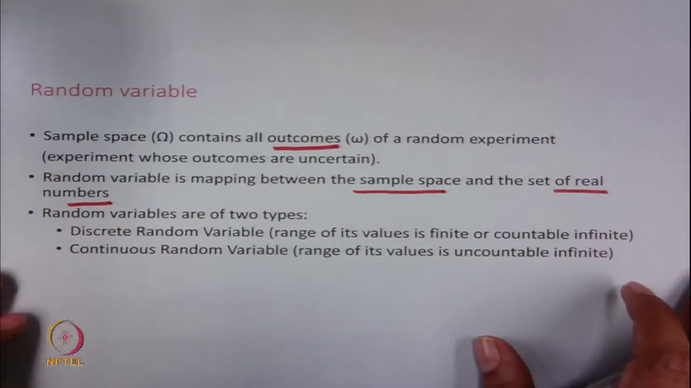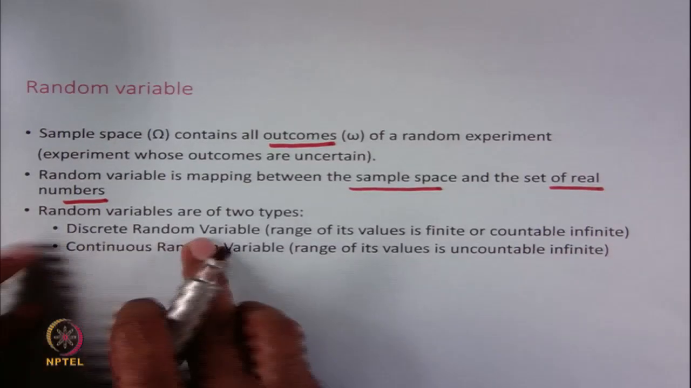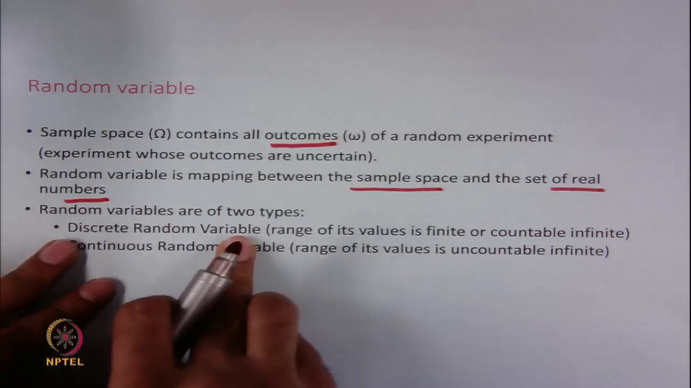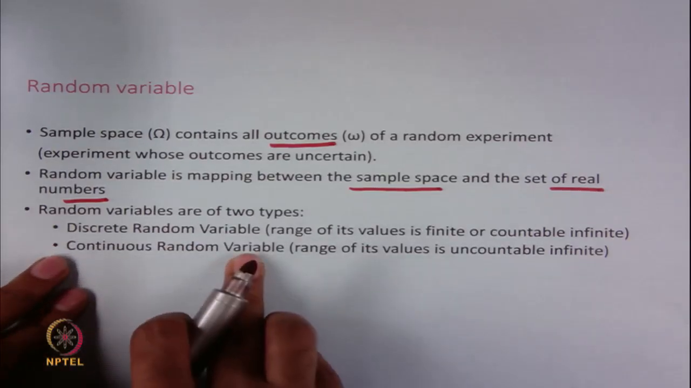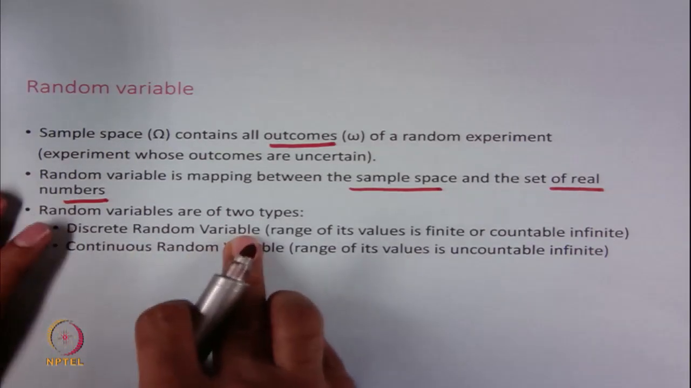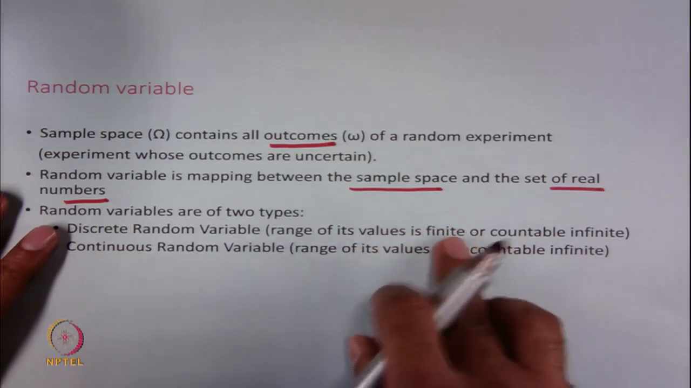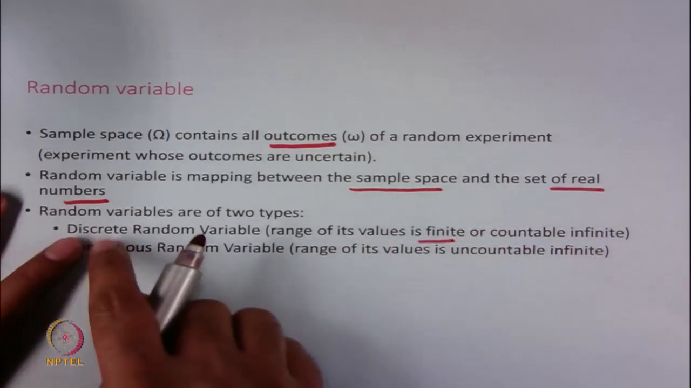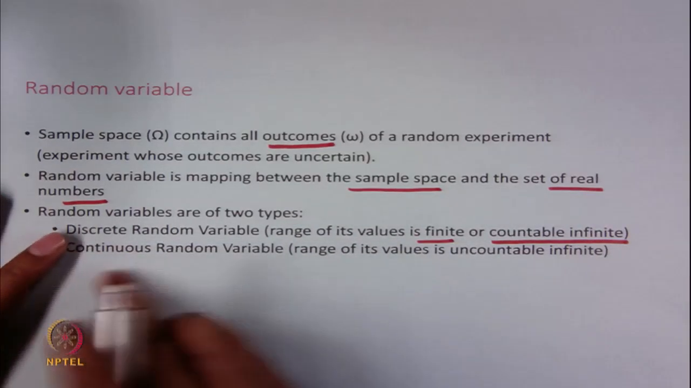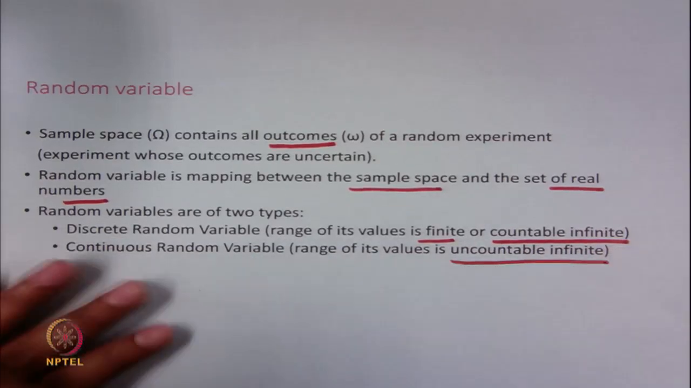Okay. Random variables can be of two kinds. The first kind of random variable that is easy to understand is a discrete random variable, and the other kind is a continuous random variable. When we are talking about a discrete random variable, the range of the random variable is either finite or countable infinite. Okay. For a continuous random variable, the range of the values is uncountable infinite.